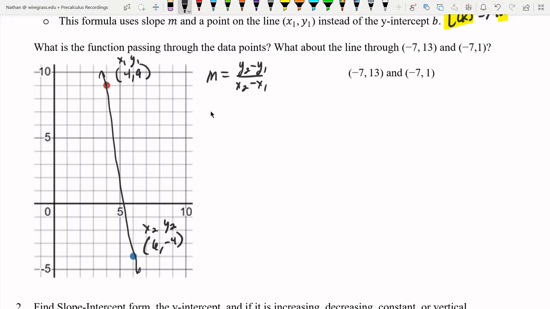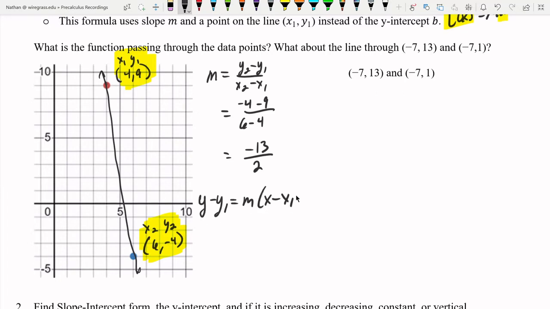The slope of this line then is going to be -4 minus 9 over 6 minus 4, -13 over 2. We have a slope and we have, in fact, 2 points now. So we can use the point slope form to find the equation of this line. I'll just use x1, y1 because that's already labeled x1, y1. The point slope form is y minus y1 equals m times x minus x1. That's what I just showed you above.